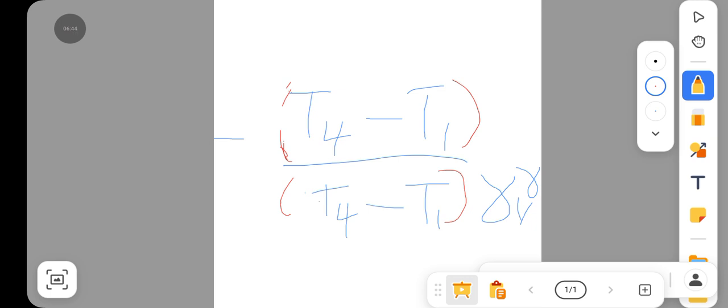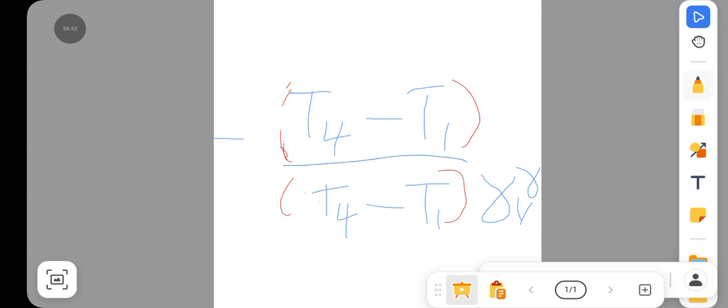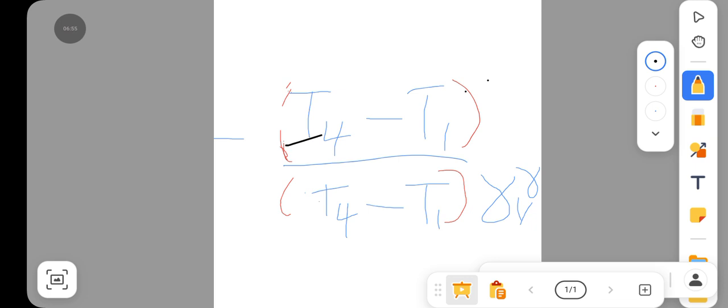So we can just cancel both of them out here. We cancel both of them out, this one cancels this one.